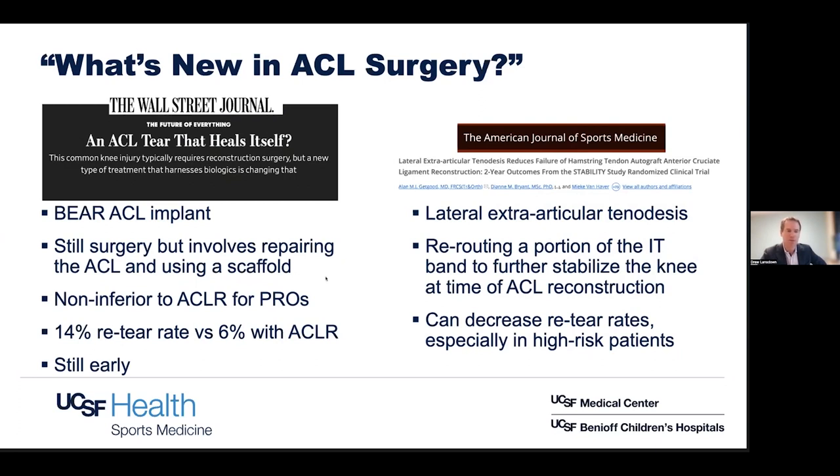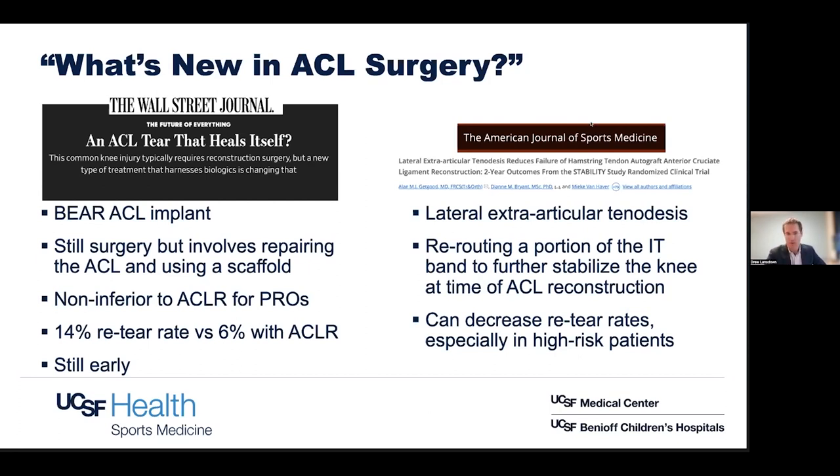So far, the studies have shown that it's not inferior to our traditional treatment. The re-tear rate is a bit higher. I would say it's still a bit early. There's a number of high-quality studies that are ongoing that will hopefully answer where this is. But if patients ask you about repair versus reconstruction, this is probably what they've been reading. It's still in investigation, but something that may be coming more in the future.